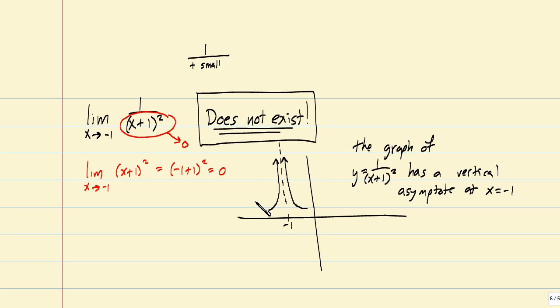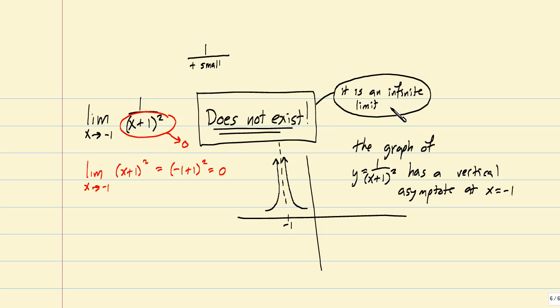The reason it does not exist, of course, again, is the function is flying off to infinity in a certain sense. It's growing without bound, as x is very near this point. We call such limits, even though they don't exist, infinite limits.